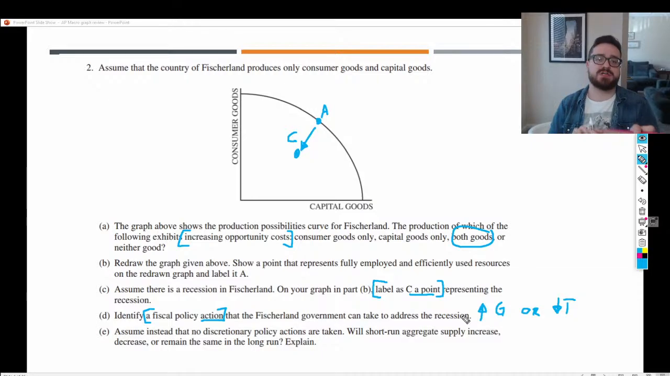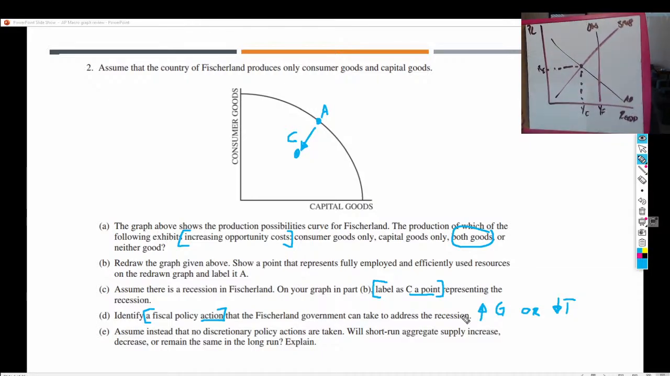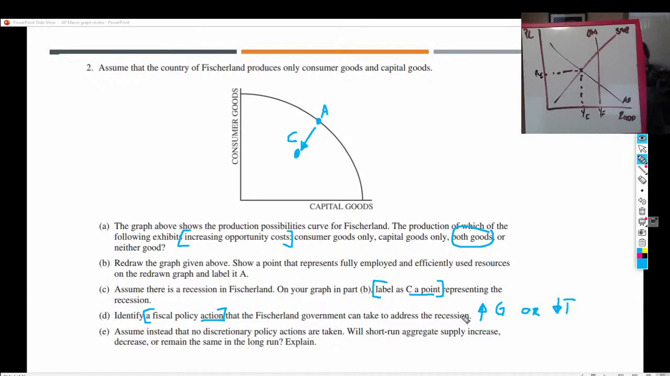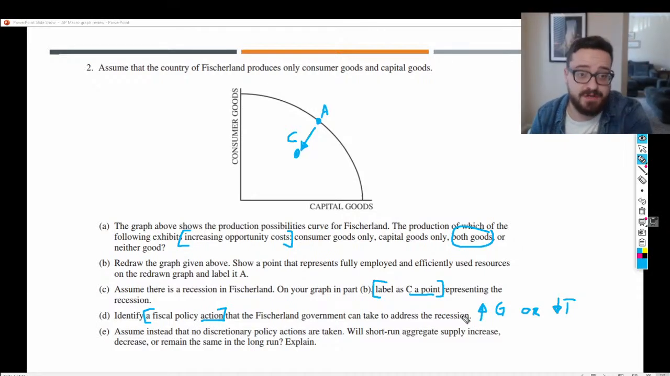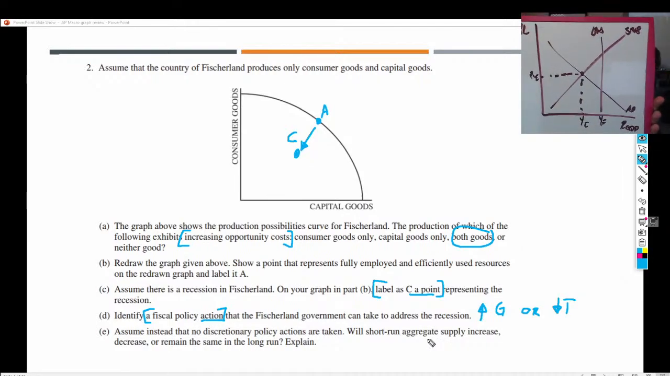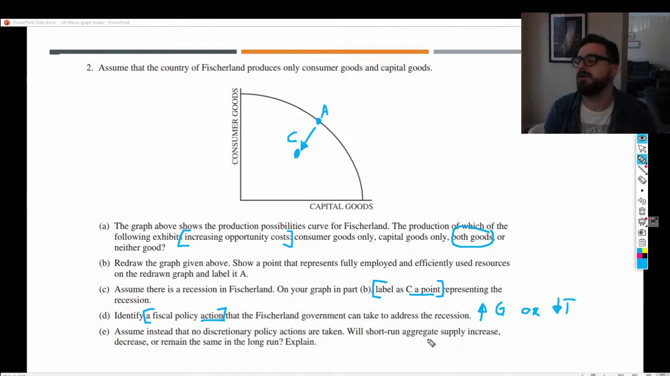What will happen to SRAS? So basically this is what my graph looks like right now. On my aggregate supply graph, I am in a recession. This question doesn't ask me to draw the aggregate demand supply graph, but if it's asking me about this, I should be visualizing it. You don't need to draw it, but this is what popped into my head. So I'm in a recessionary gap.